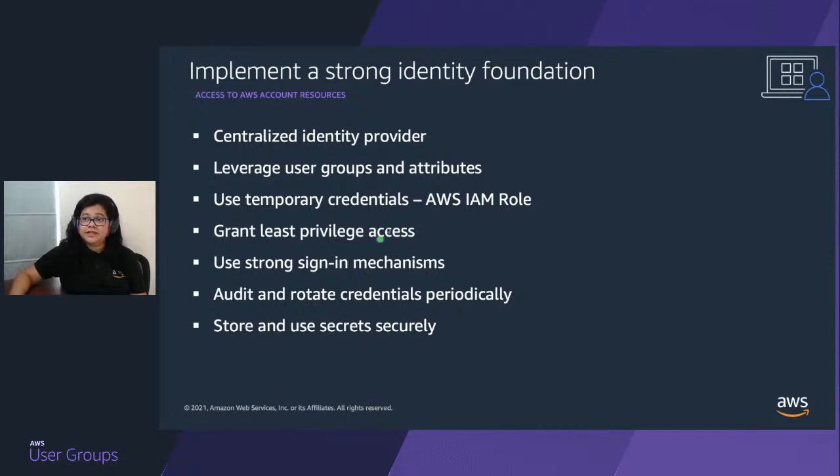So there are a lot of different things. First is a centralized identity provider. Connect with your local systems. User groups and attributes. User groups: administrators, developers, managers, and just billing. Have different groups. Have different credentials, temporary credentials. AWS IAM role. An IAM role is not just for machine identities. IAM roles can be used for human identities as well.